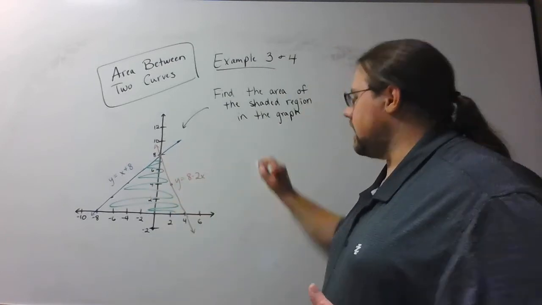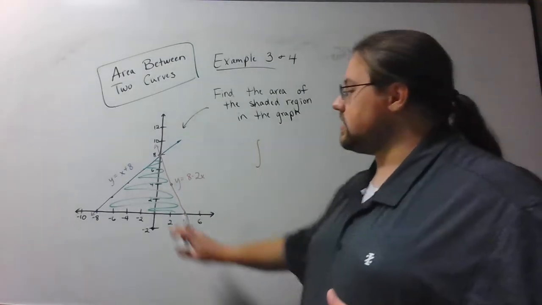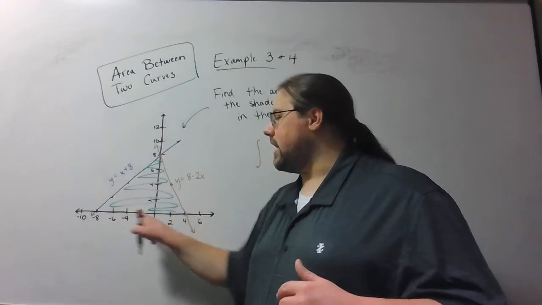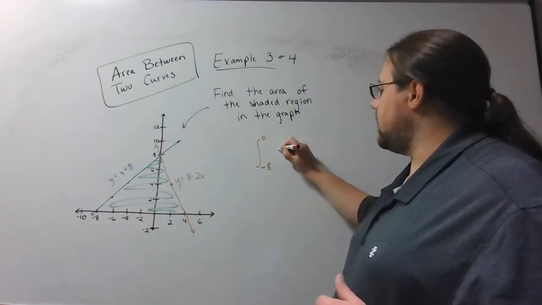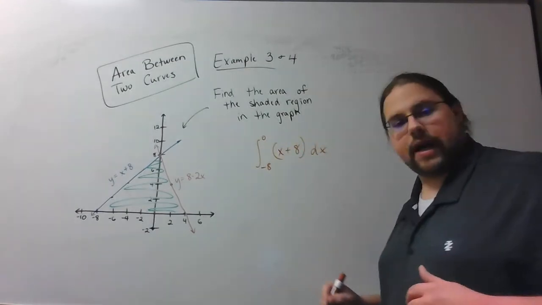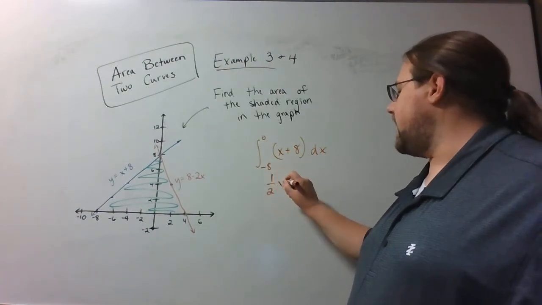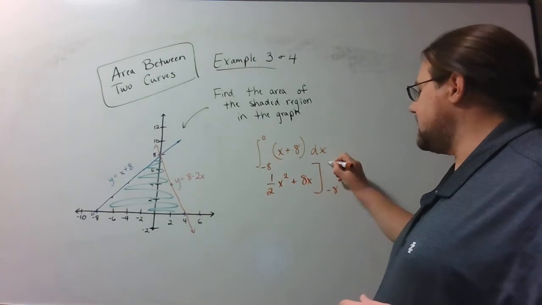So again, I'm going to do two different integrals, and then add them up. The first integral on the left side, we're going to go from -8 to 0. That's going to give me this triangle on the left. And I'm going to do just the area under x plus 8 dx. Okay, so integrate that. We're going to do 1/2 of x squared plus 8x, evaluated from -8 to 0.